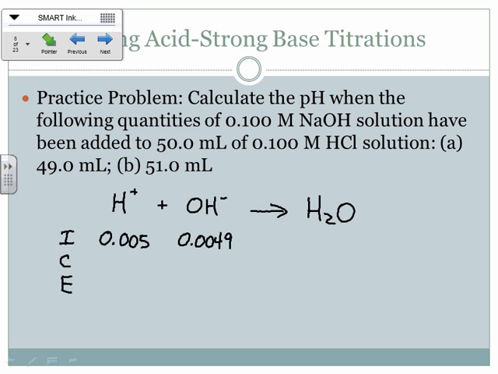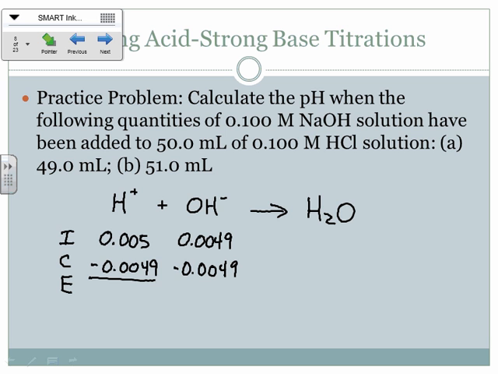We could talk about the number of moles of water that we have, but it's not significant because it doesn't matter for our pH. What we need to know is how much H plus and OH minus we have left at the end. Okay. So here, because these two are reacting, the H plus is going to go down by 0.0049, right? And the OH minus is going to go down by 0.0049. Does everybody see that? Does that make sense? Because these two are going to react. This is essentially a limiting reactant problem at this point, right? Because the OH minus is going to run out first.